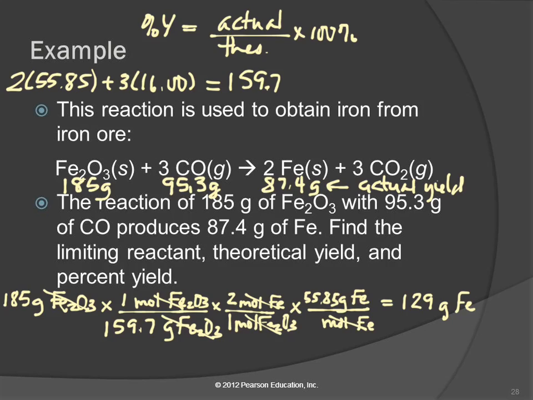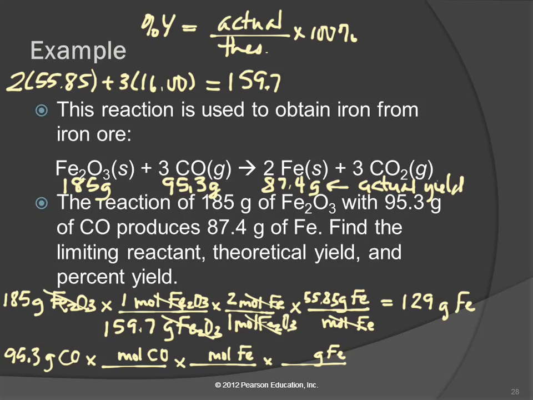Now we have to take the other one, the carbon monoxide, 95.3 grams of carbon monoxide. Grams to moles to moles to grams. Grams of carbon monoxide to moles of carbon monoxide, to moles of product, here it's Fe, to grams of product. Grams to moles to moles to grams. You think you can remember that? You can't do moles to grams to grams to moles. It doesn't work that way.